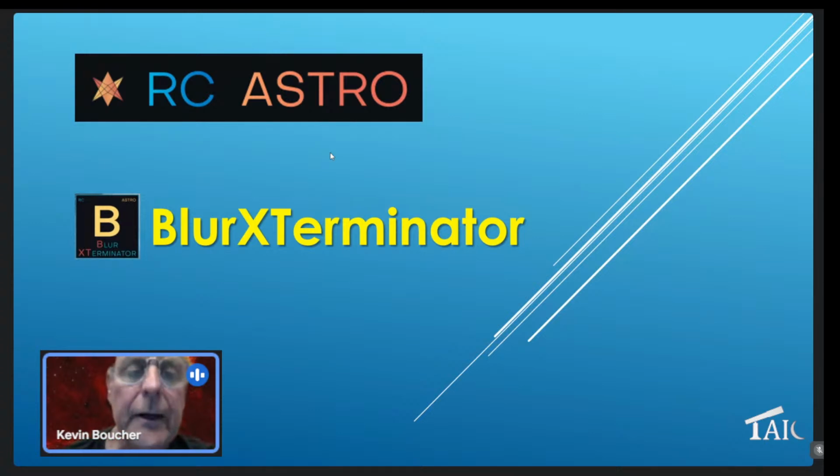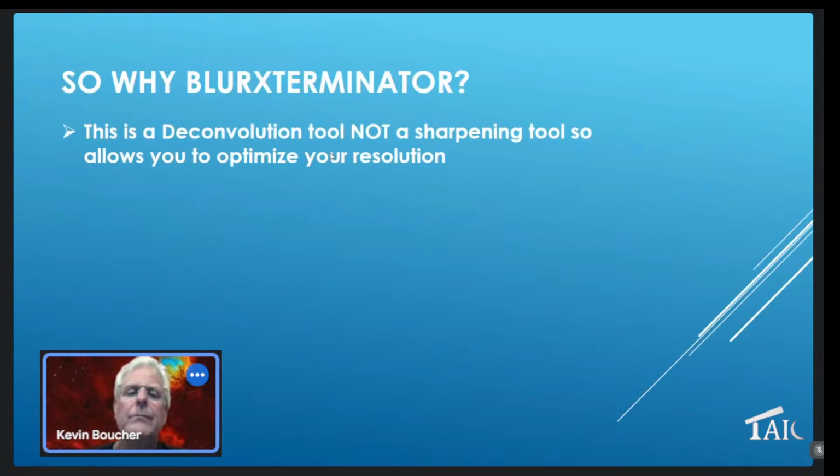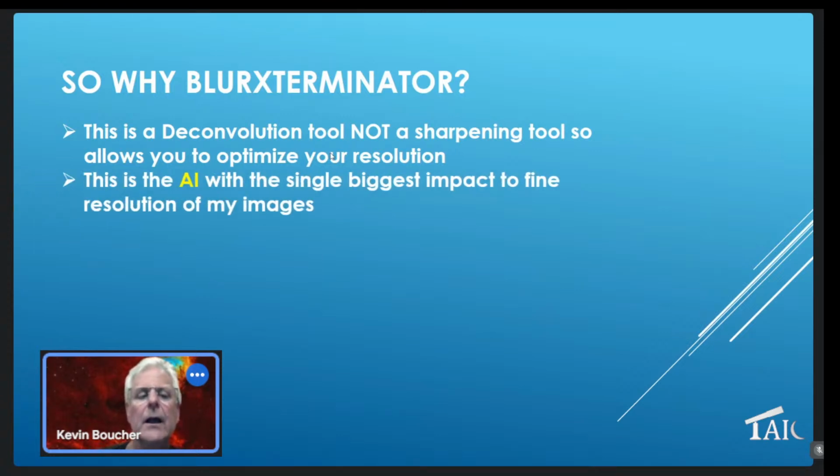So Blur Exterminator is one of the last RC tools we're going to talk about. This is a deconvolution tool, not a sharpening tool. It allows you to optimize your resolution to rebuild the detail that you're losing as a result of seeing issues, primarily seeing, but obviously it could be partly your optics too. I hear a lot of people say this is like a sharpening tool. It kind of looks like it's sharpening, but it's really rebuilding, okay?